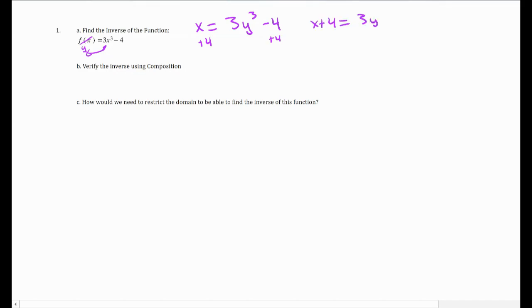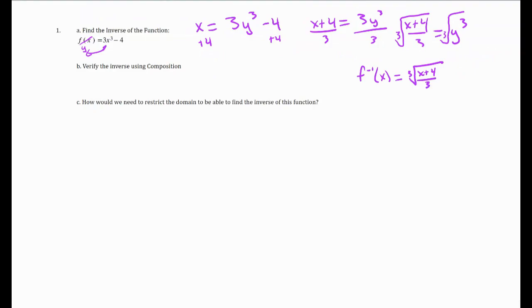And then I'm going to be dividing by 3 on both sides. And so I have (x plus 4) over 3 equals y cubed. Now I'm taking the cube root of both sides to get that y by itself. So my inverse should be the cube root of (x plus 4) over 3.